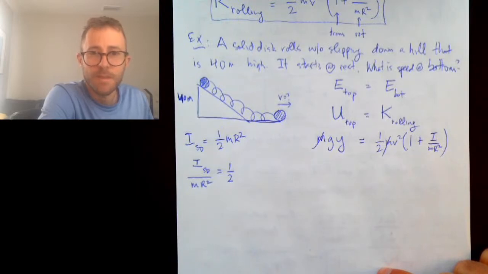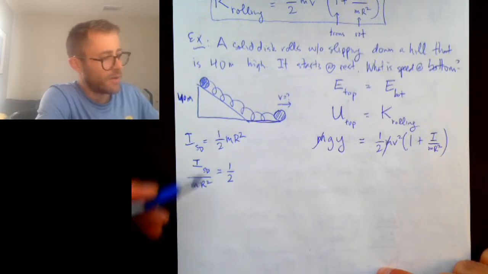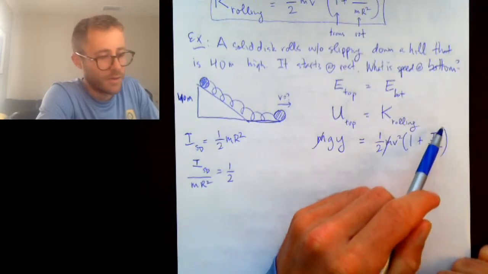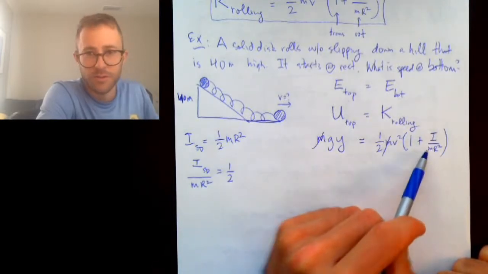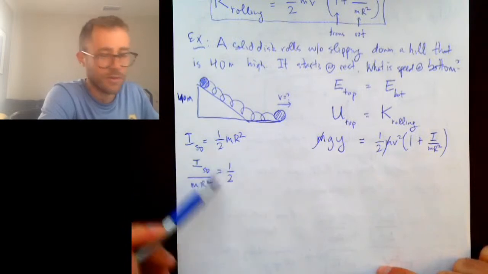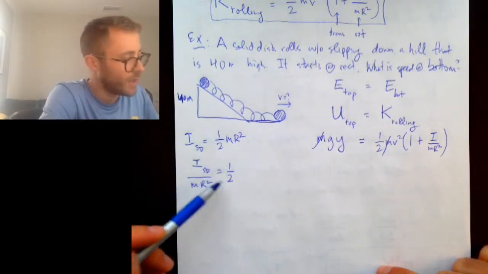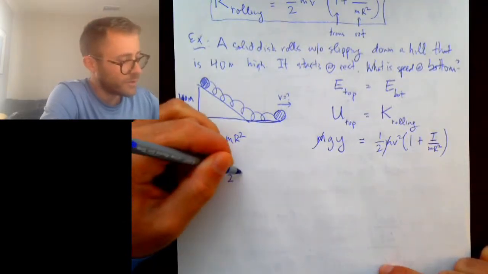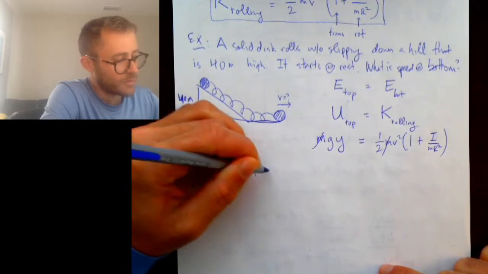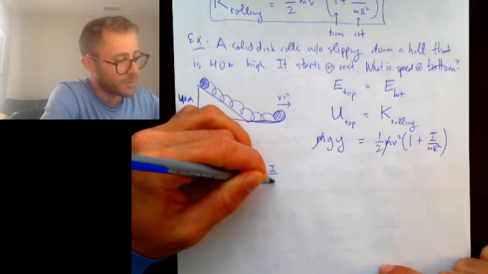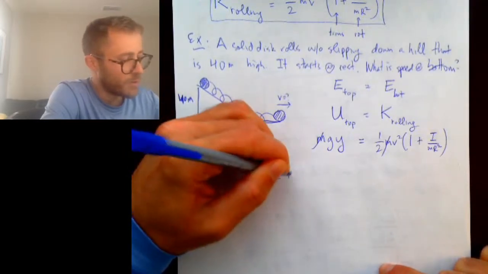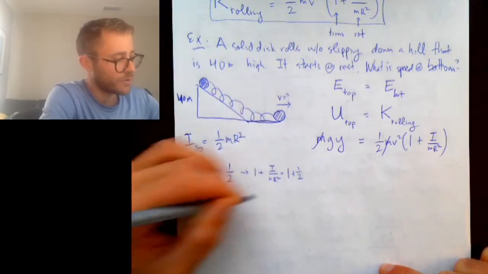Okay, so see how the inertia depends on the mass in such a way that it cancels out with this mass, and so the answer just doesn't depend on mass anymore. Okay, and so what that means is that 1 plus I over mr squared is going to be equal to 1 plus 1/2, which is just 3/2.